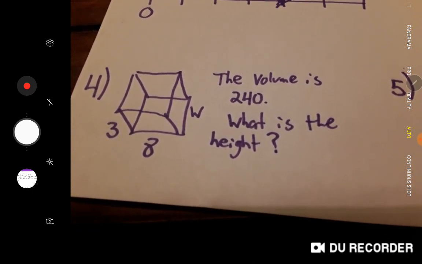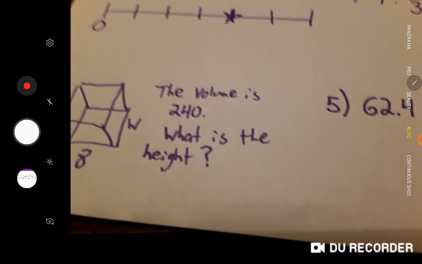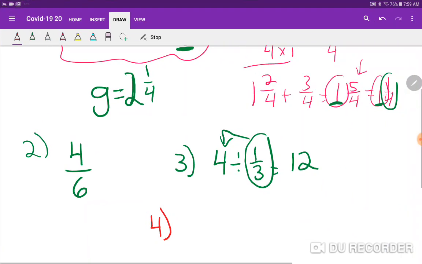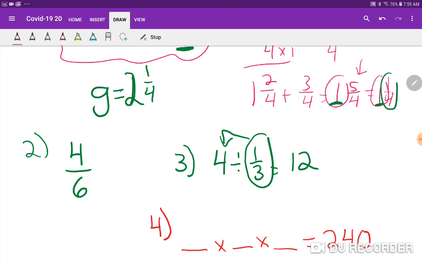So we're going to use the formula length times width times height equals volume. Okay? So let's do that. Length times width times height equals 240. Why 240? Because that was the volume. That's what they gave us. They also gave us 2 sides. They gave us an 8 and a 3, but they did not give us the height. It's missing. So let's think about this.